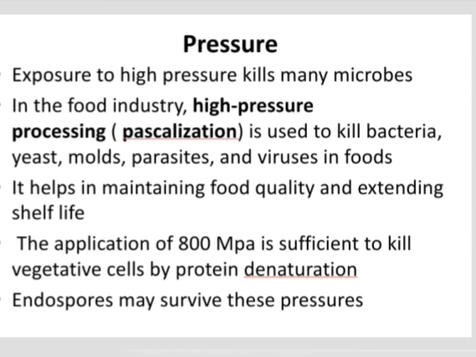Next is pressure. Exposure to high pressure kills many microbes. In the food industry, high pressure processing is used to kill bacteria, yeast, mold, parasites and viruses in food. It helps in maintaining food quality and extending the shelf life, and application of 800 MPa is sufficient to kill vegetative cells by protein denaturation. Endospores may survive these pressures.